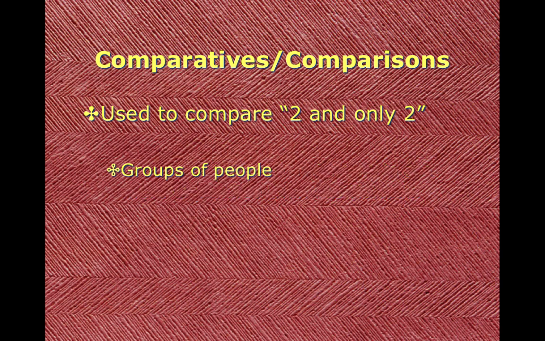Or it could be two and only two groups of people, such as sixth graders are younger than eighth graders. Again, the grouping of sixth graders is one thing, and a grouping of eighth graders is another, or people in this case. Okay, so that's what we're doing, is comparing two and only two.